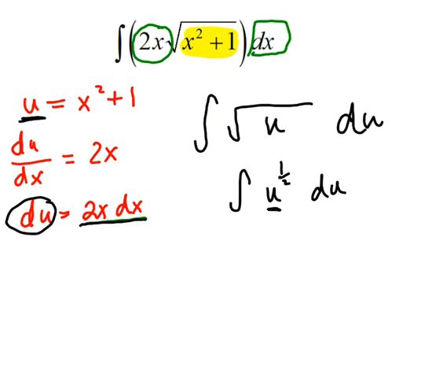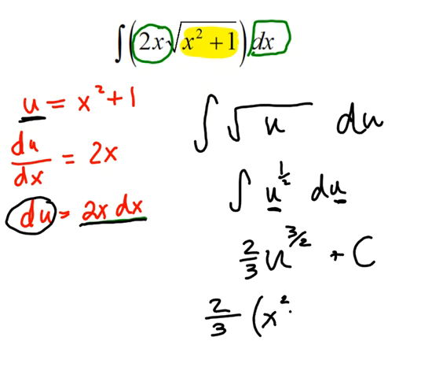My variables in my integrand match my dummy variable there, so I can do the integral. I'm going to have 2/3 u to the 3/2 plus c. But one last problem. My actual question wasn't in terms of u, it was in terms of x. So I need to rewrite it as 2/3 times x squared plus 1 quantity to the 3/2 plus c.